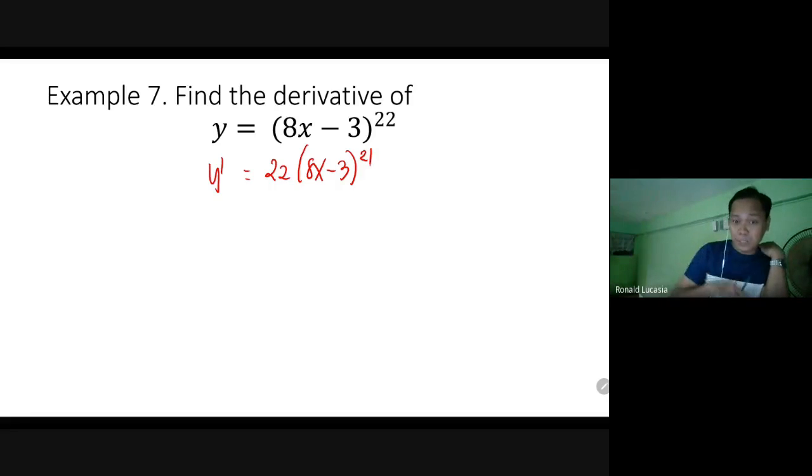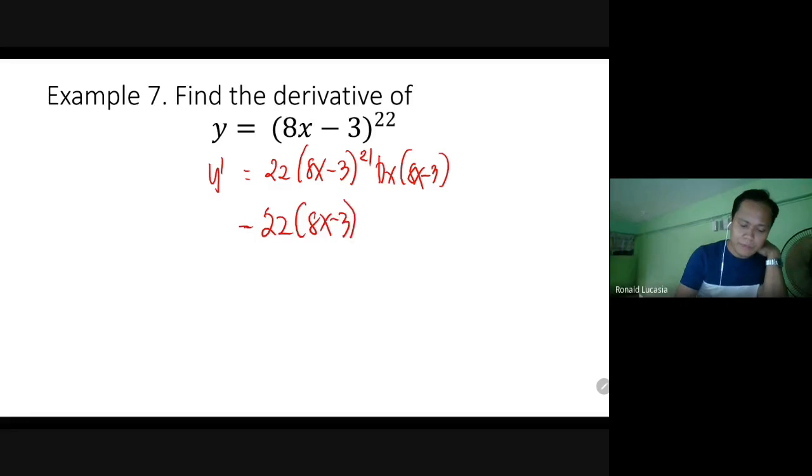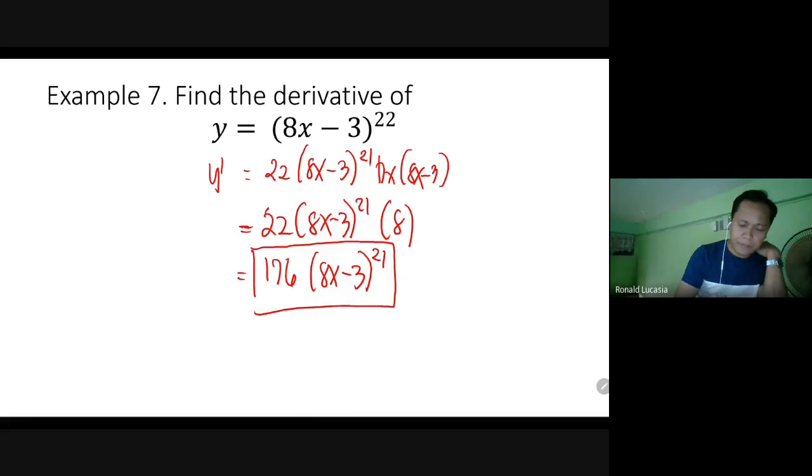21. Tapos yung derivative nung nasa loob niyan, derivative is 8. So multiply mo lang 8 and 22, that's positive 176, 8x minus 3 raised to the 21 power. Kaya sabi ko madali.